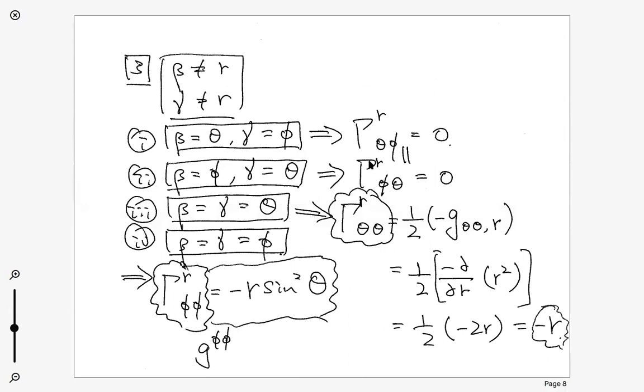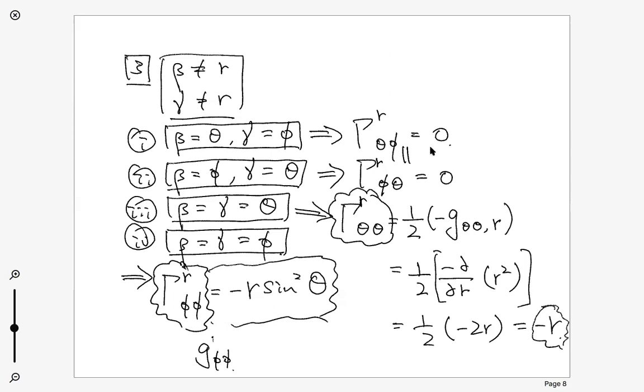Sorry, the phi here should be lower indices. I don't know why my upper indices are not erased yet. I have erased them. Okay, good.